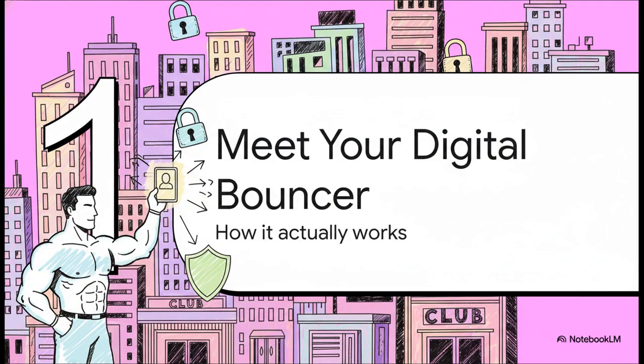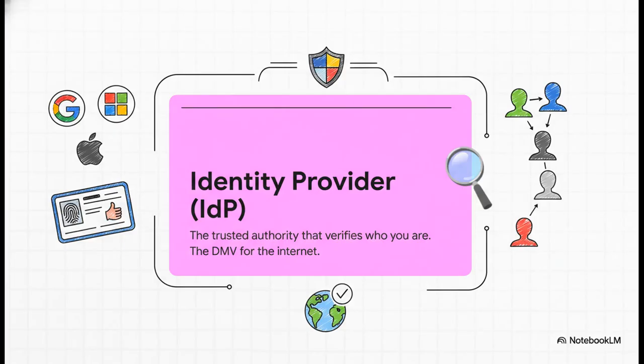Okay, so to really get how this works, let's use an analogy. Imagine the internet is a massive city full of exclusive clubs and private parties. And getting into any of them means you have to get past a very efficient digital bouncer. So, player number one in this whole setup is the identity provider, or IdP for short. This is your Google account, your Apple ID, you get the idea. They're the trusted authority, the one place that can officially vouch for who you are. Seriously, think of them as the DMV for the entire internet.